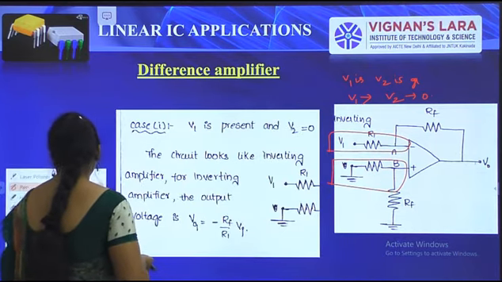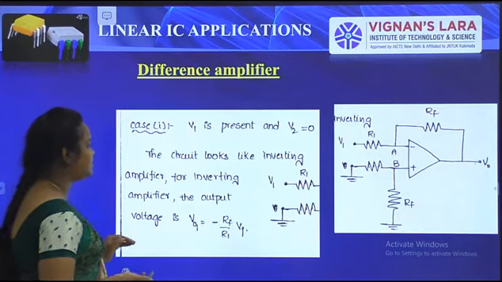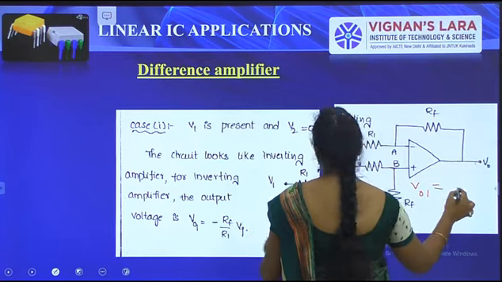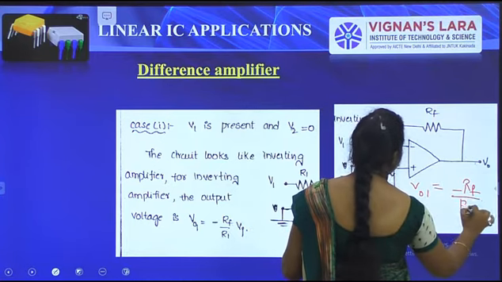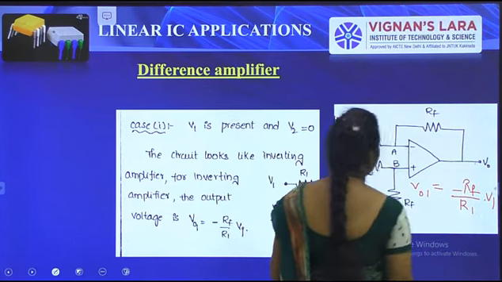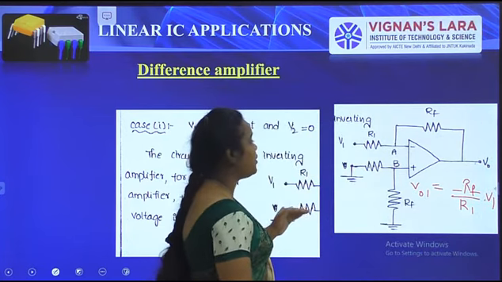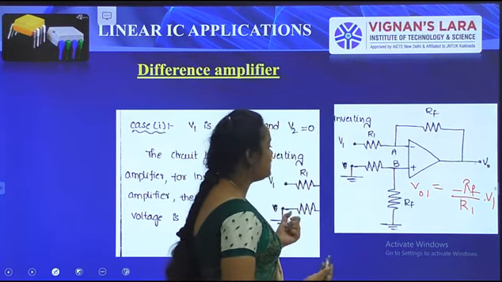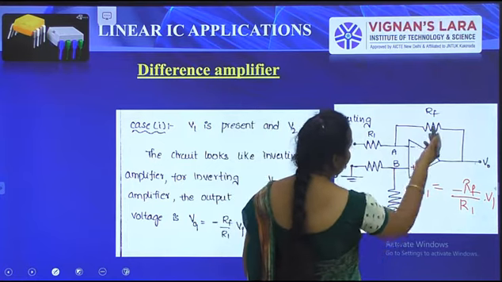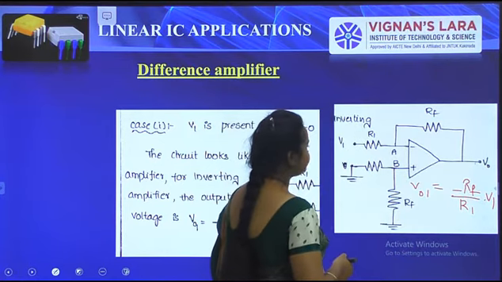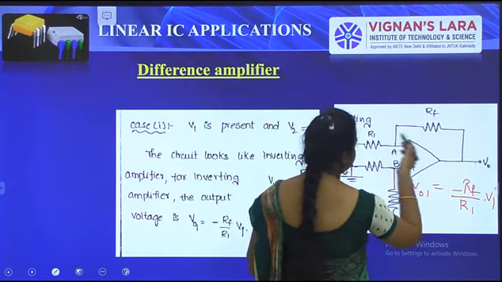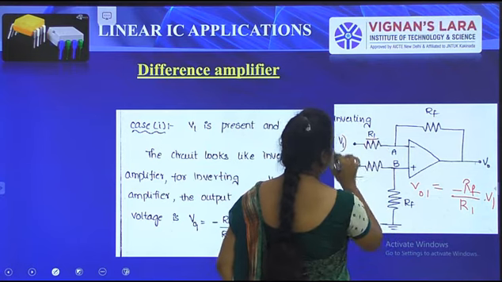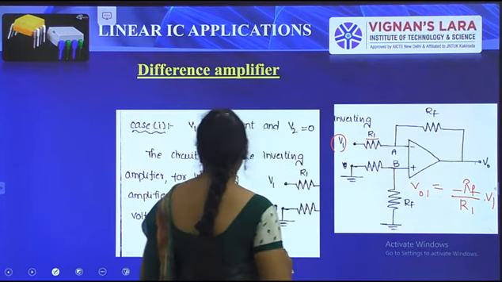So the equation for the inverting configuration is V01 equals minus RF by R1 into V1. You already know about the inverting configuration of the op-amp. So V01 is equal to minus RF by R1 into V1. V output is equal to minus RF by R1 into V1. This is case 1.